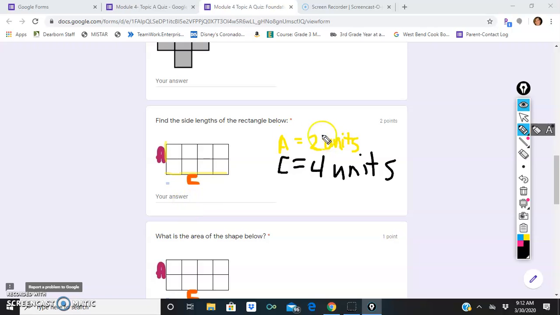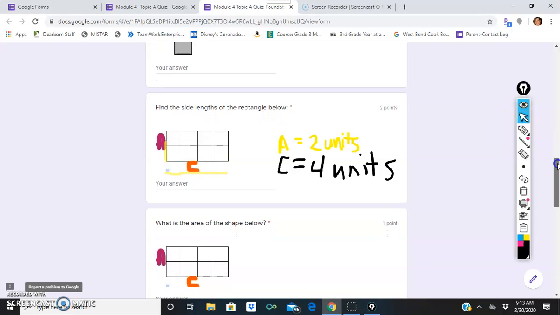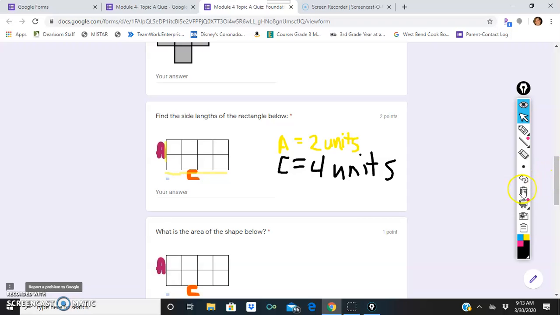Now, some of you forgot to label it, doing A equals or C equals. Make sure, especially if you're given a letter, that you're very clear with what that letter is and labeling it. Because if you just put 2 or 4, I wasn't sure if you were meaning C, A, or another side that wasn't mentioned. So make sure you're being very clear with what you're labeling.